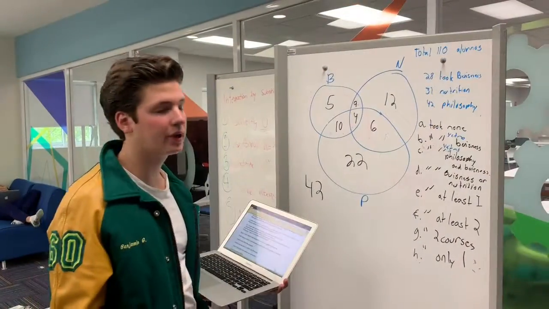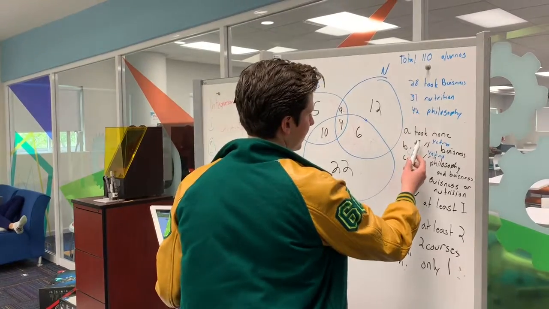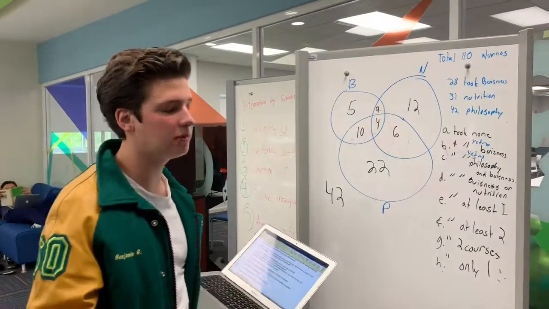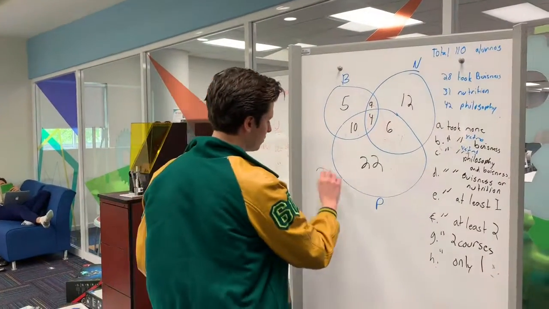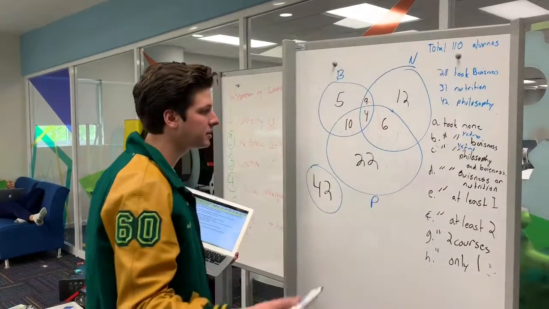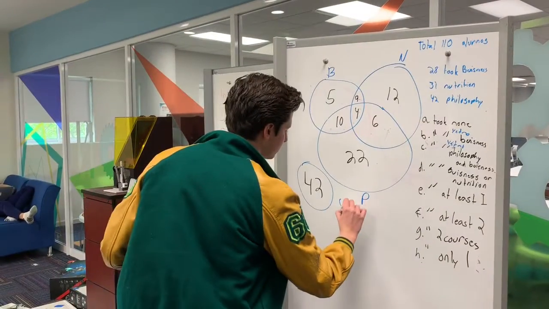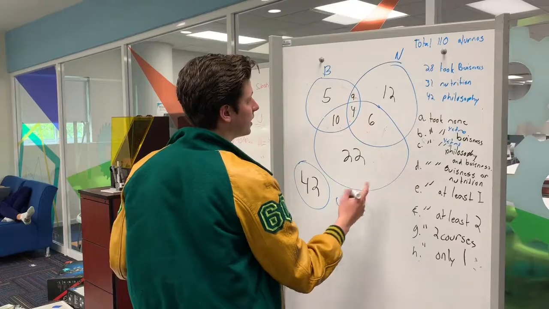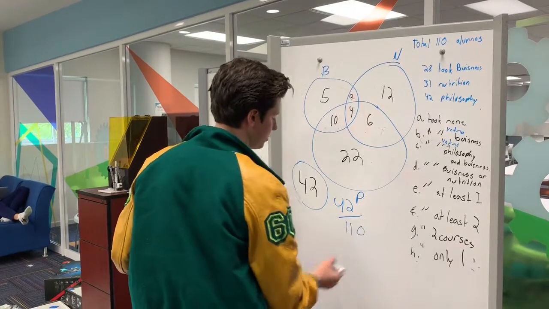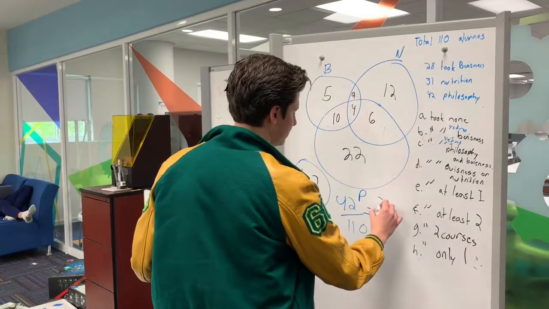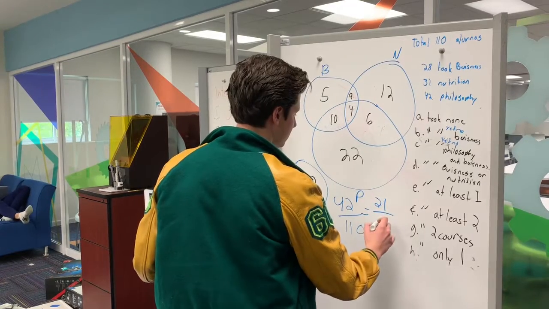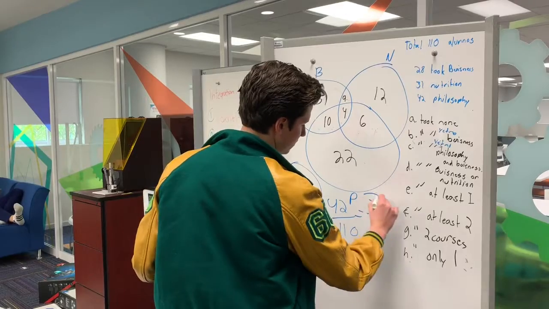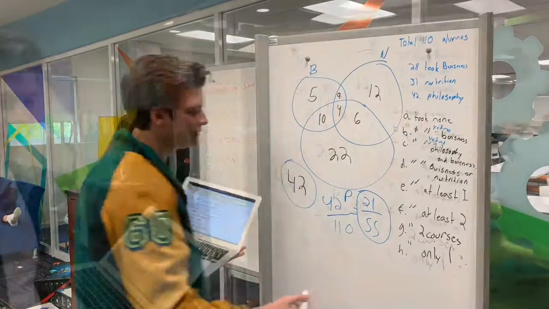So we're gonna start with the first one, which were the ones that took none of the 3 subjects, and the number we have is 42. The number we have outside the 3 Venn diagrams. So we're gonna have 42 over 110, which, if we simplify it, we get 21 over 55, and that's our answer, 21 over 55.